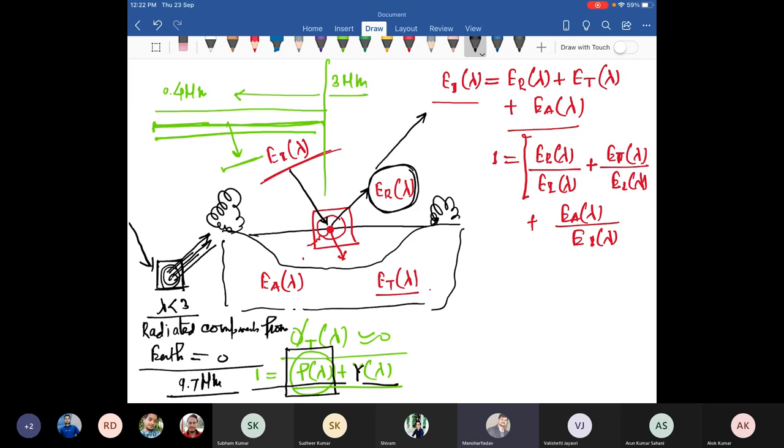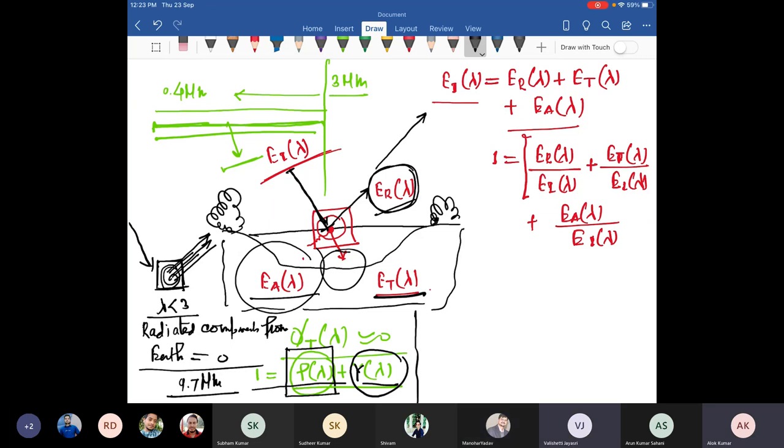Before that, what will be the role of this absorbed component? Who is going to tell me? When there is incident energy on a solid medium, we don't have a transmitted component; we have a reflected and an absorbed component. Tell me, what happens when part of the energy is absorbed? Temperature. Sir, it will be used in thermal sensor.